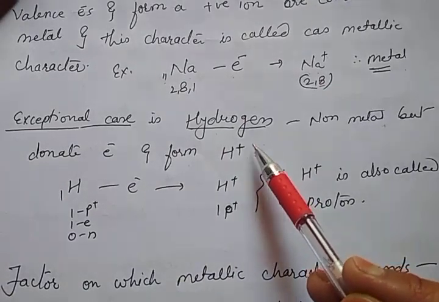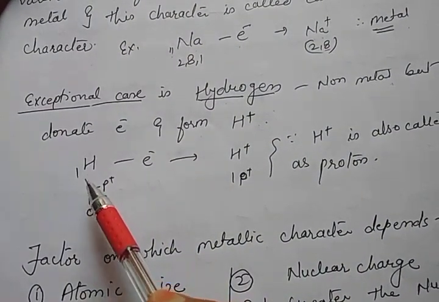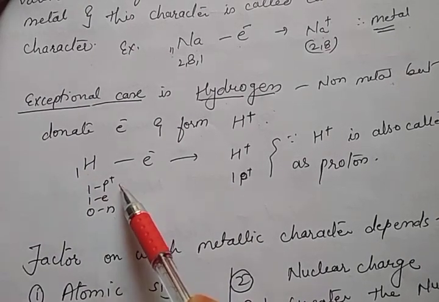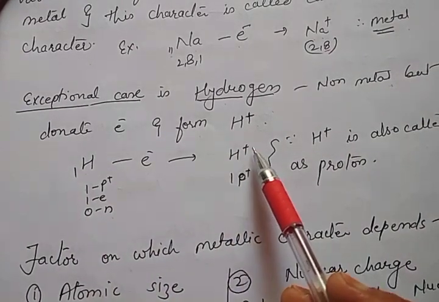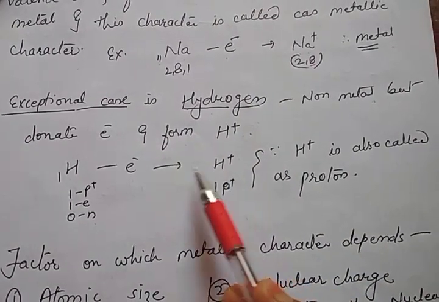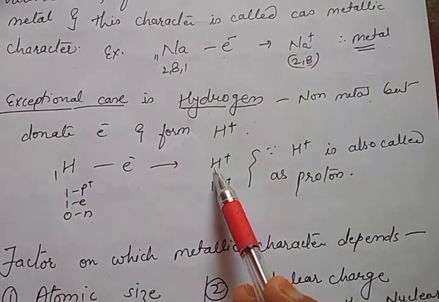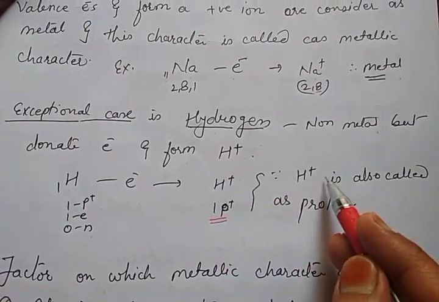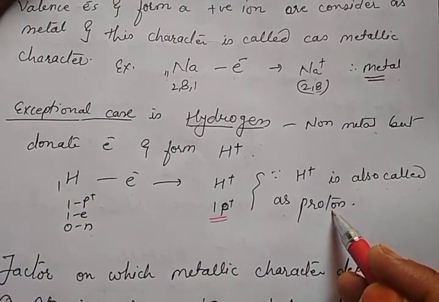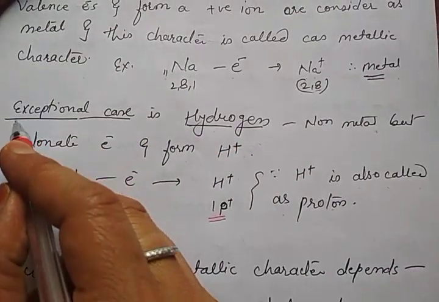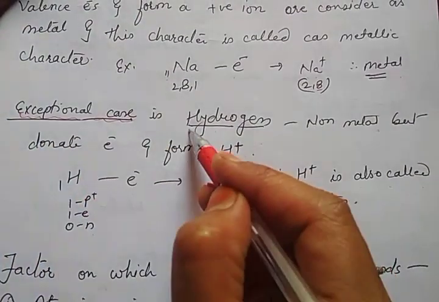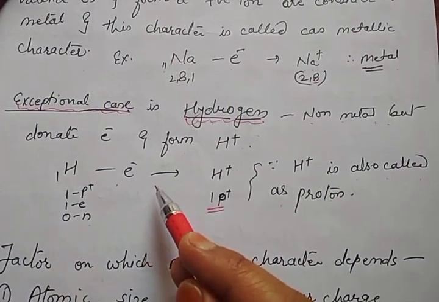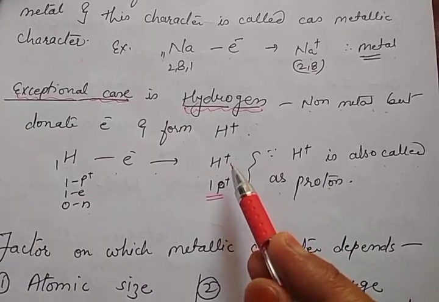We also remember that hydrogen is that element which has one proton, one electron, but no neutron, and it always donates the electron, forming the hydrogen ion. After donating this one electron, it has only one proton. Therefore, the hydrogen ion is also called a proton. So we remember this special exceptional case that hydrogen is a non-metal but behaves like a metal, as it has a tendency to donate the electron, forming the cation.